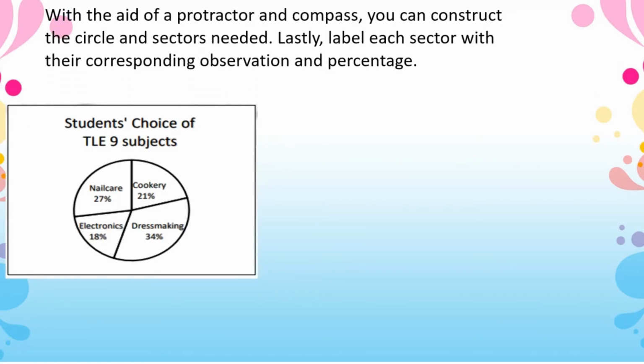With the aid of a protractor and compass, you can construct the circle and sectors needed. Lastly, label each sector with their corresponding observation and percentage. This is now the pie chart that we had for students' choice of TLE 9 subjects. The pie chart is divided into 4: dressmaking, which has 34%, electronics, which has 18%, nail care 27%, and cookery 21%.